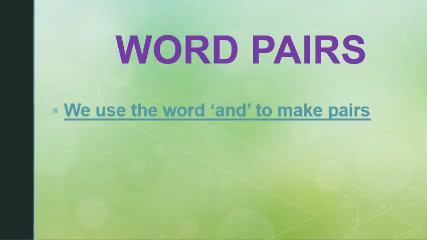Today, we are going to learn a very easy and interesting topic called word pairs. Children, what are word pairs? The naming words which are used together are called word pairs, and we use the word "and" to make pairs. Keep in mind. So let us see some examples of word pairs.